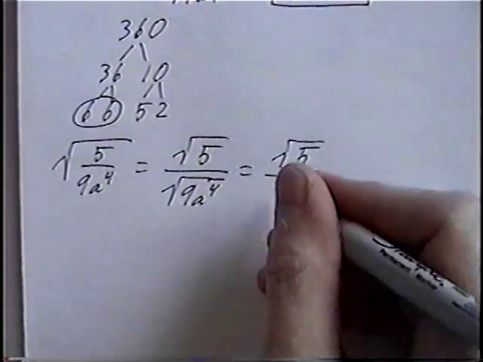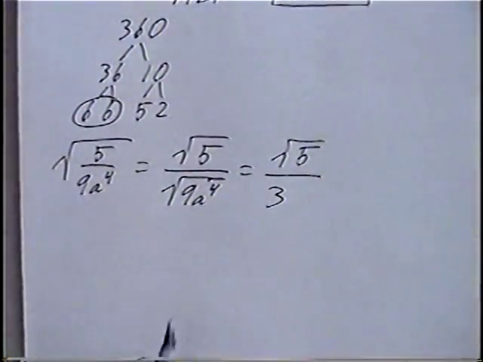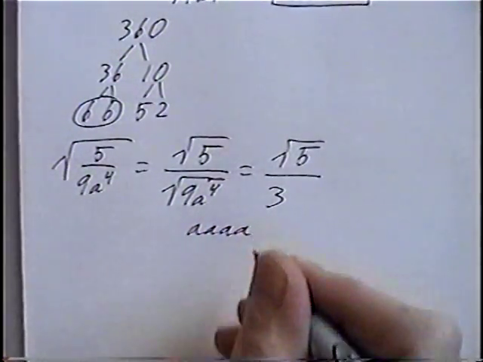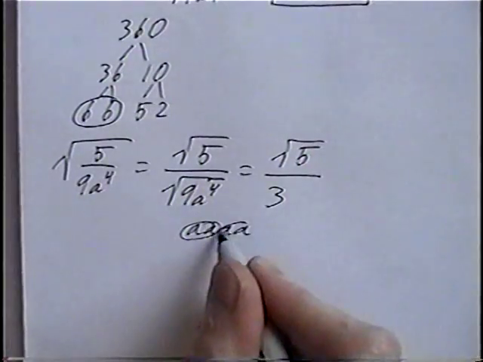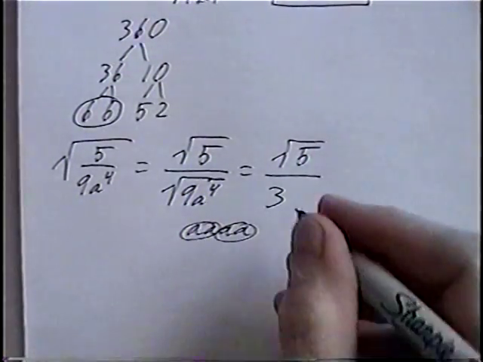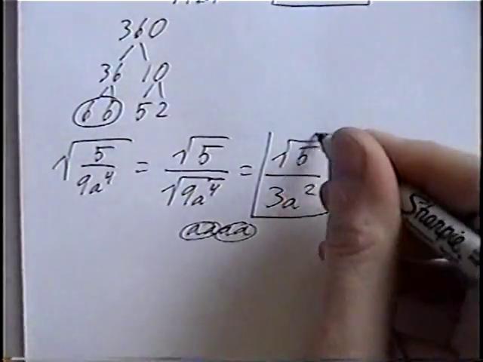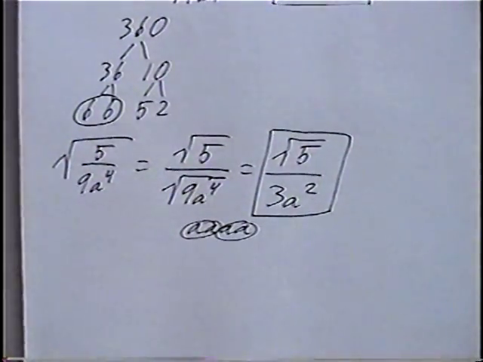The square root of 9 would be 3. And for the variables, a to the 4th, again, you can write down 4 a's, circle the pairs. There's 2 sets of a's, which would be a squared. So our final answer would be radical 5 divided by 3a squared.